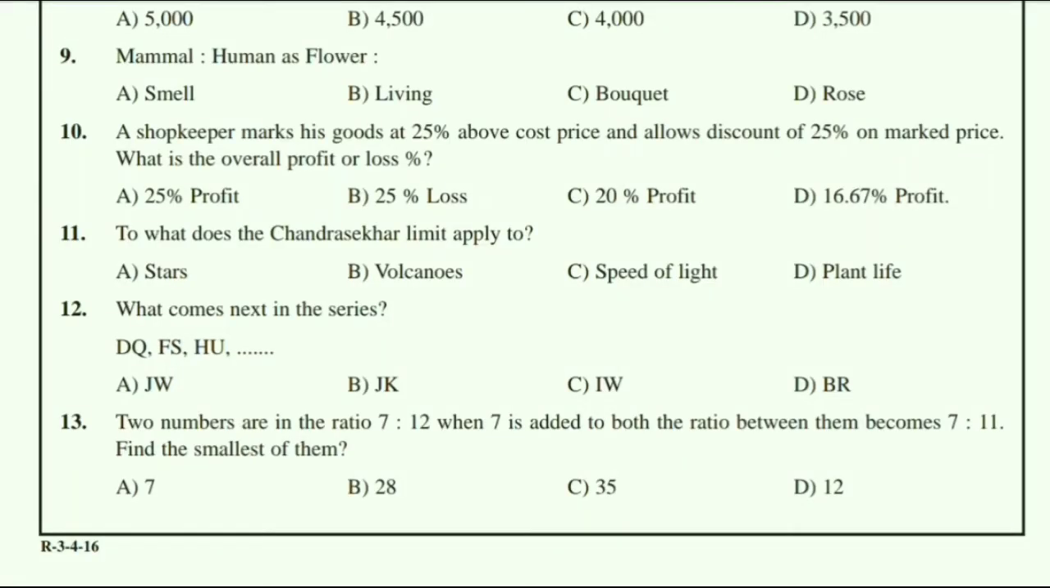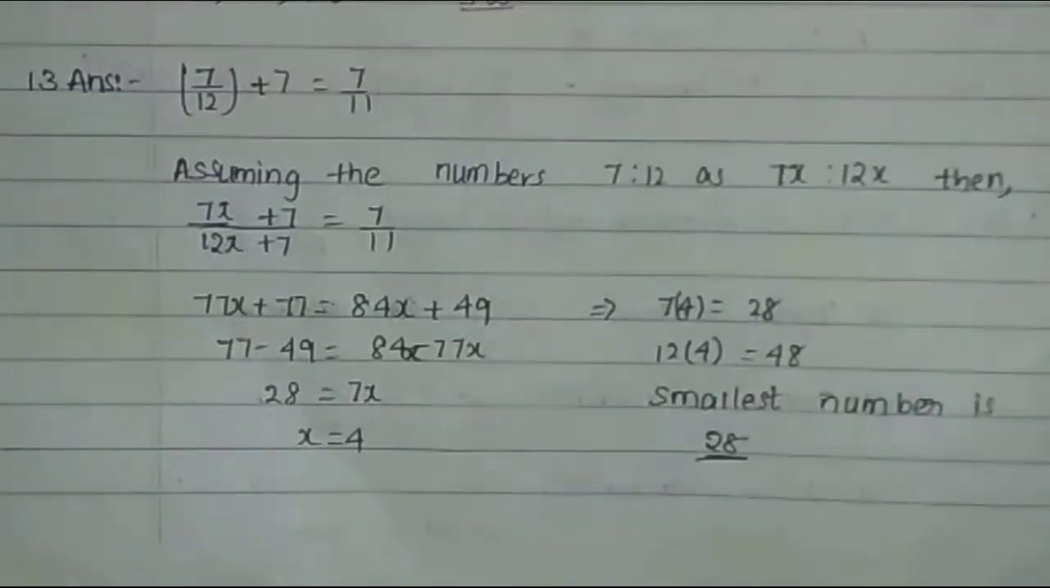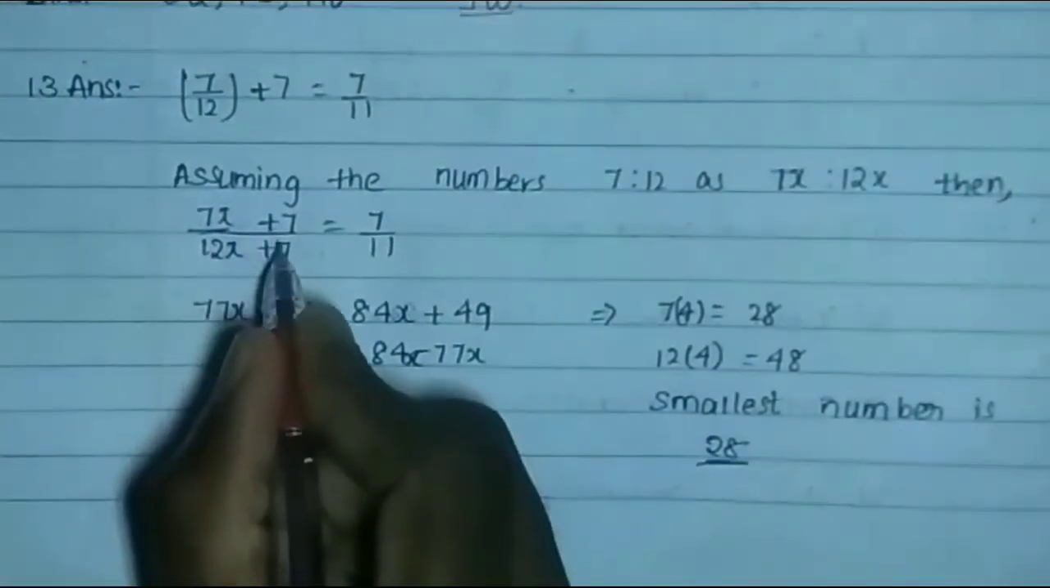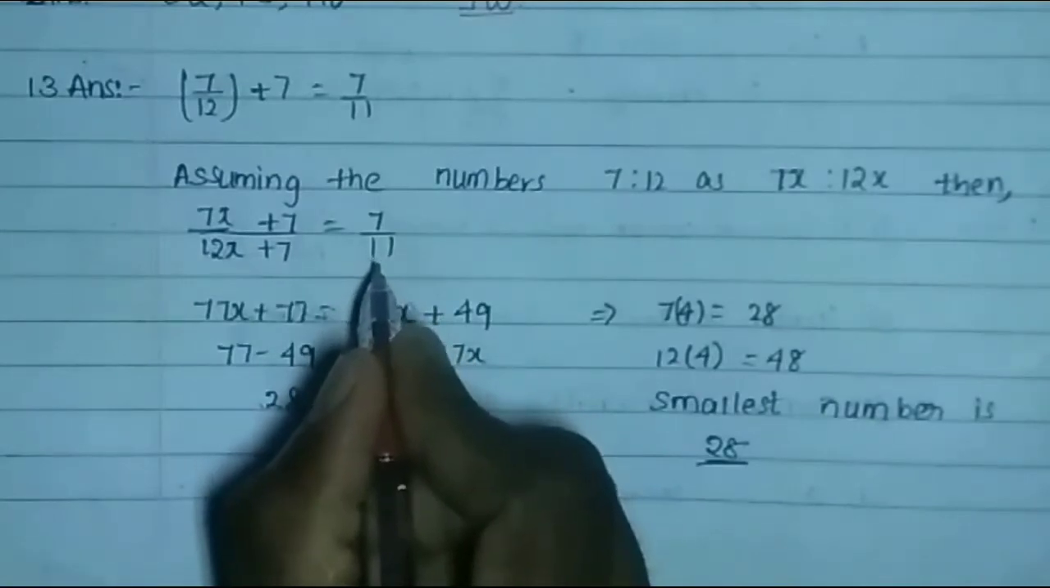Two numbers are in the ratio 7:12. When 7 is added to both, the ratio between them becomes 7 by 11. Find the smallest of them. The ratio of two numbers is 7 by 12. If we add 7 to it, we will get 7 by 11. Assuming the numbers 7:12 as 7x and 12x, then 7x by 12x, by adding 7 to both the numerator and denominator, is equal to 7 by 11.